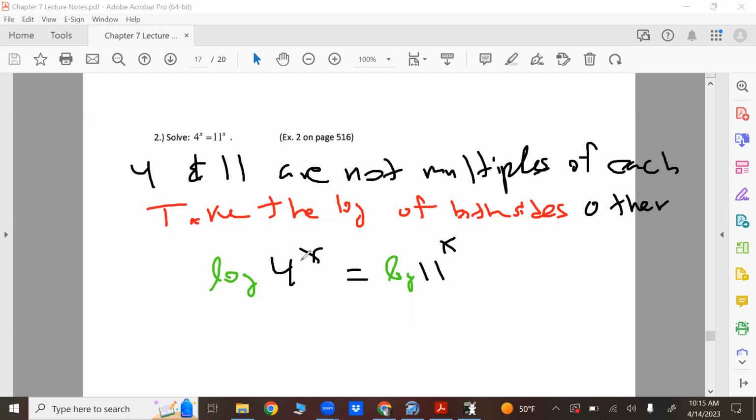Do you guys remember the property we have with logs and exponents? What was that property we did 2 days ago? Goes to the front, exactly. It totally rolls to the front. So the x rolls to the front, and this x rolls to the front. So what do I get now? x times log 4.